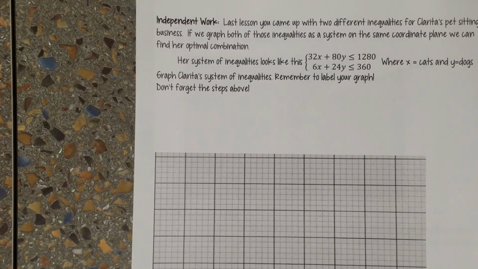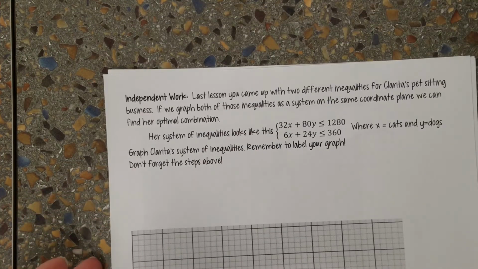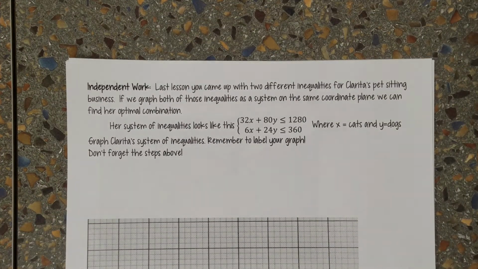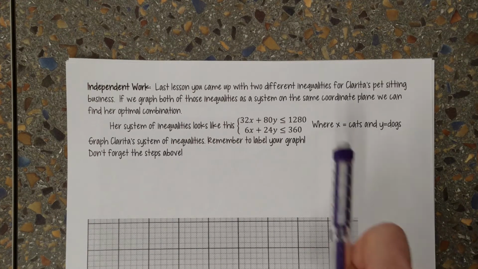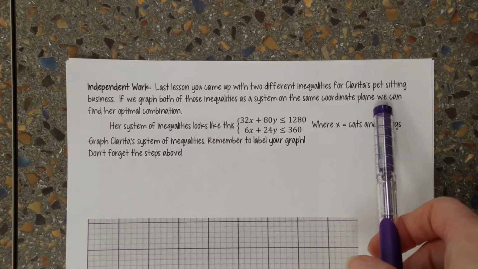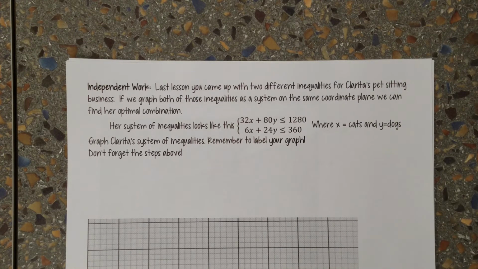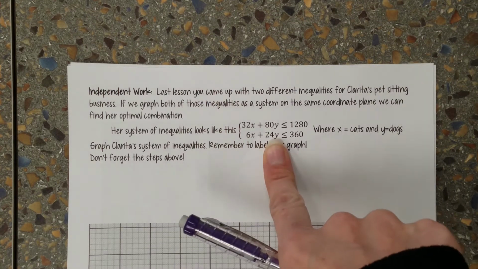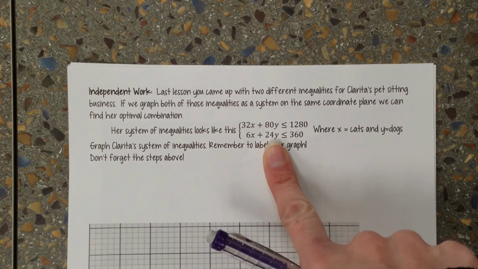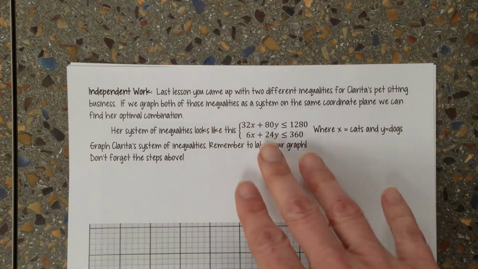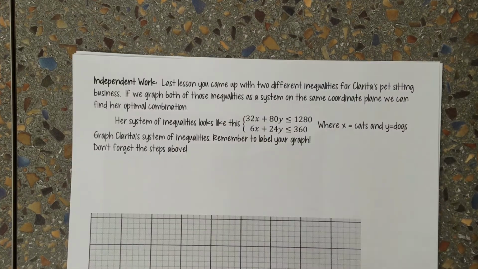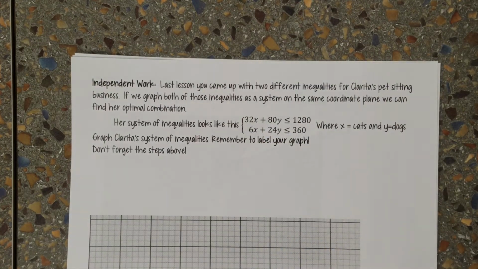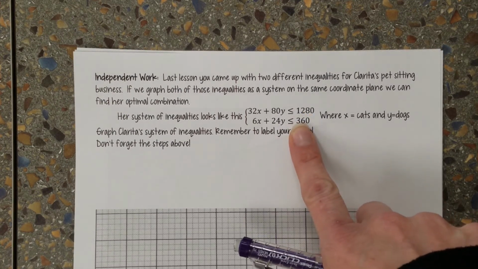Next page. Okay, so now you guys have some independent work. This is work that you're going to do on your own. This kind of refers back to Clarita's pet sitting business that we talked about in the last unit. It's got a system of equations here for you that we came up with the last time. And now it wants you to solve both of these for y and graph them on here and determine which combinations of cats and dogs work both for her budget and for her space.